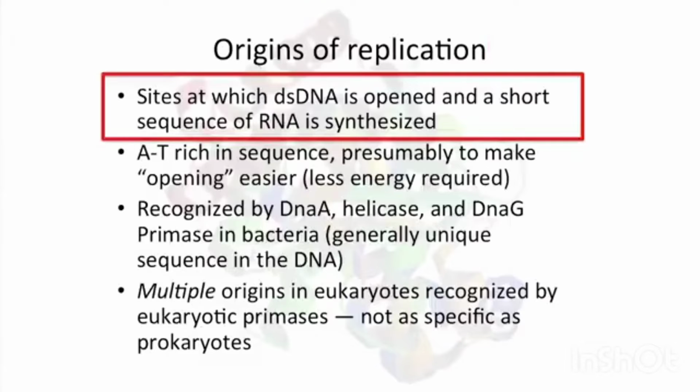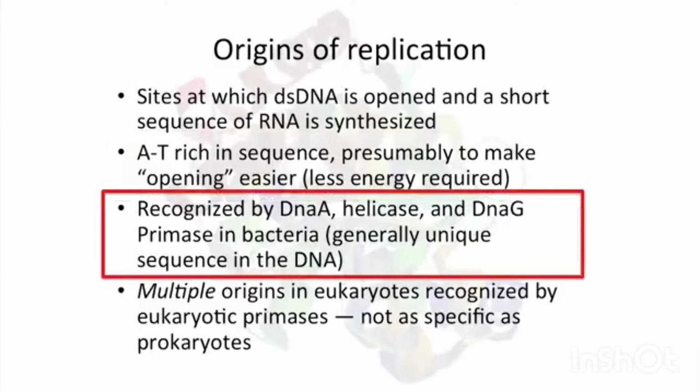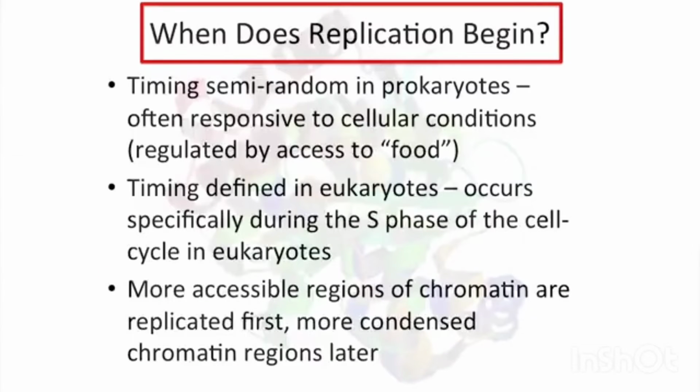They are able to open the DNA at the origins because sequences at those sites are often AT enriched, and that presumably lowers the energy needed to make the opening. In prokaryotes, the single origin is recognized by DnaA, helicase, and the DnaG primase. Eukaryotic primases, within a larger complex of proteins and at multiple origins of replication, are not as specific as those in prokaryotes. We looked at where replication starts, but when does this happen?